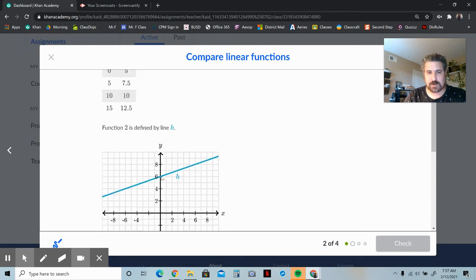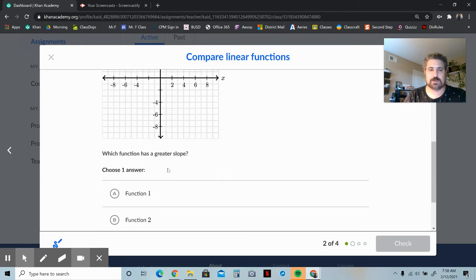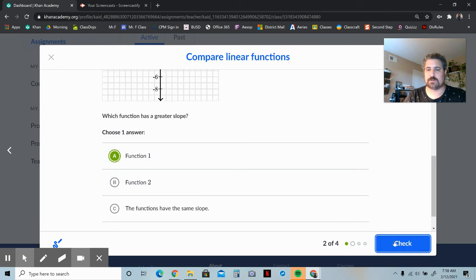Now, does this one have a greater or less than 1/2? Going from one point to the next on this line h, you're going to go up 1 and to the right 3. So this is 1/3, a slope of positive 1/3. This is a slope of positive 1/2. Okay? So 1/2 is greater than 1/3. 0.5 is greater than 0.3 repeating. So that means function 1 has a greater slope than function 2.